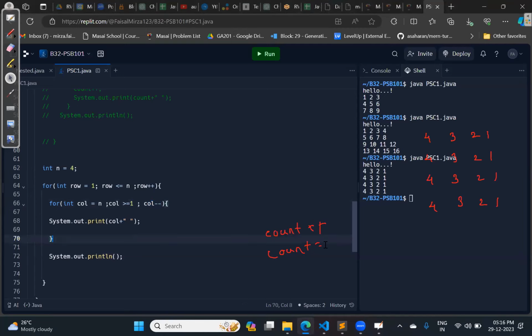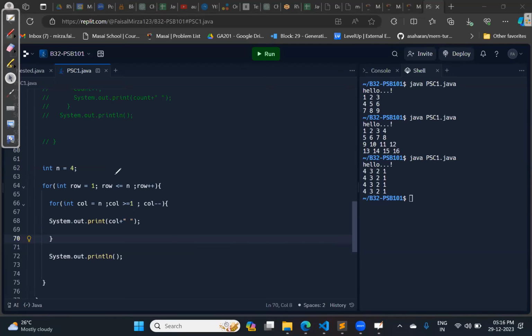Are you getting me? Suppose I take the value of the count. I know it is equal to n. Then I'm doing the count minus minus. I know when it runs till 1, at the last count will become 1. Then after this inner for loop, I can reset the value of this count again to n. So let us try that one as well.